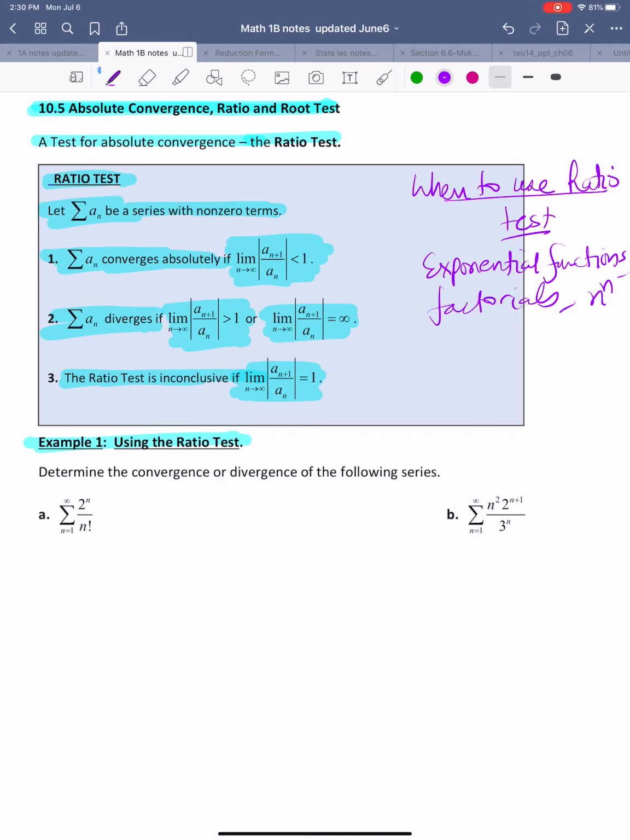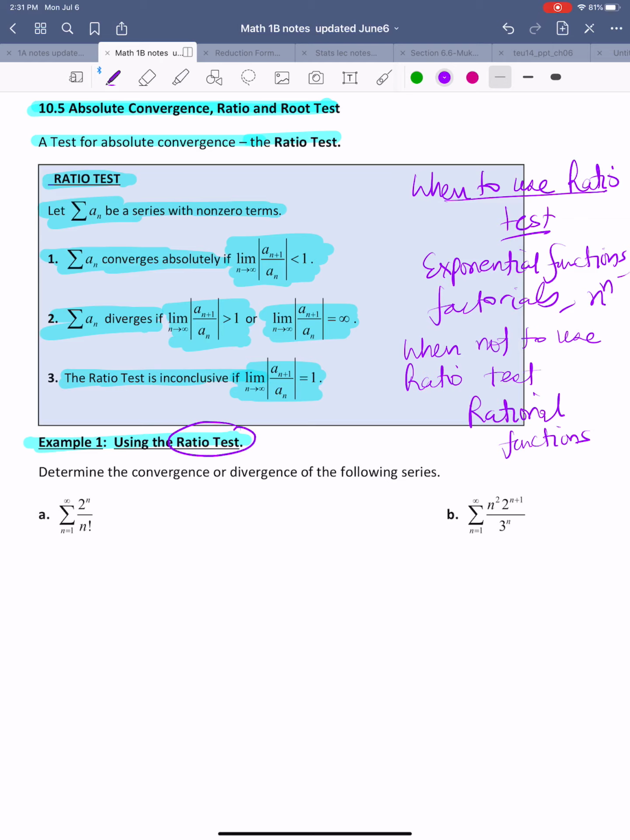When not to use the ratio test: when you have a polynomial over polynomial, when you have rational functions, instead use a limit comparison or direct comparison test. Rational functions, polynomial over polynomial. Okay, so determine the convergence or divergence of the following using the ratio test.